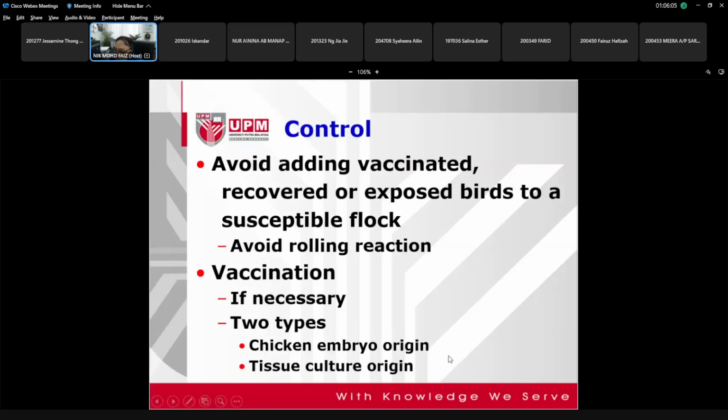There are two type of vaccination, chicken embryo origin and tissue culture origin. ILT vaccine ni dia unik sikit. All the vaccine are live vaccine. Dia tak ada kill vaccine. Okay. So that's why it's a bit difficult to control rolling reaction lah. Live vaccine memang selalu ada rolling reaction. Okay, that's all on ILT.